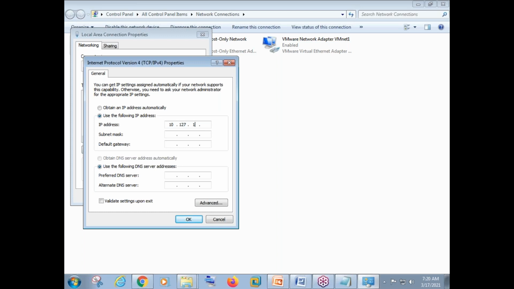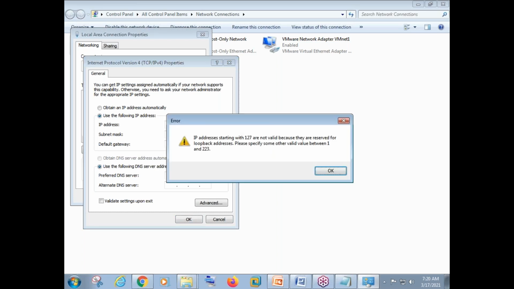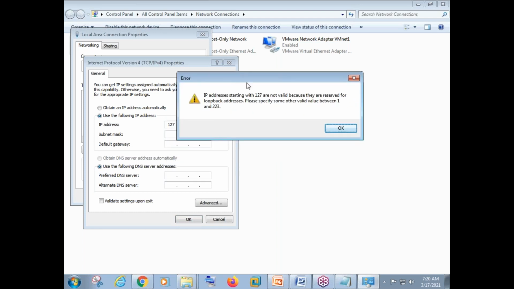If I say 127, 127, 127 in the second, third, and fourth octet, it will accept. But if I say 127 in the first octet, it says IP addresses starting with 127 are not valid because they are reserved for loopback addresses. Please specify some other valid number between 1 and 223. So from 1 to 223, all the numbers we can use except 127.